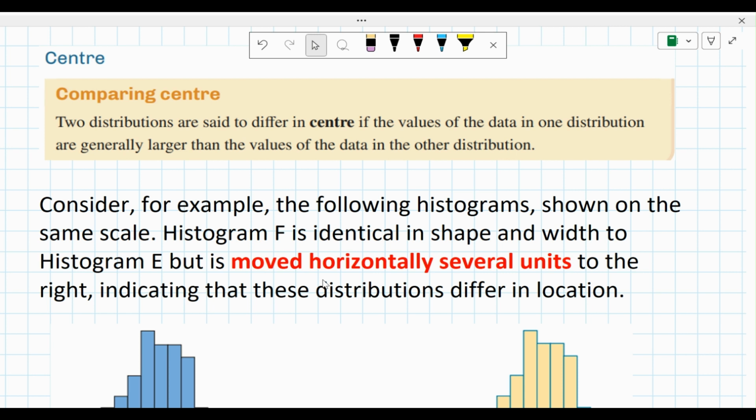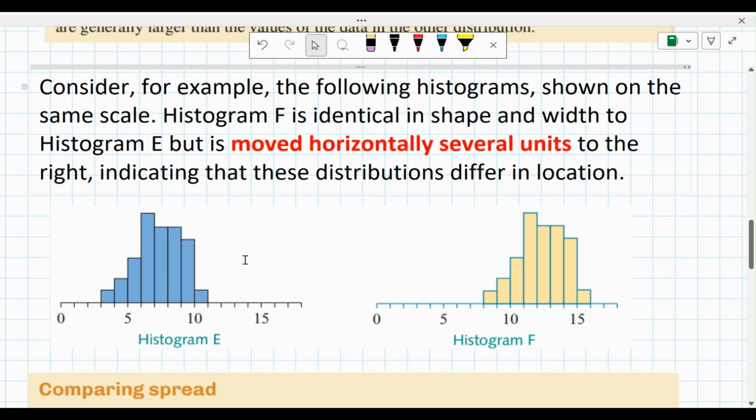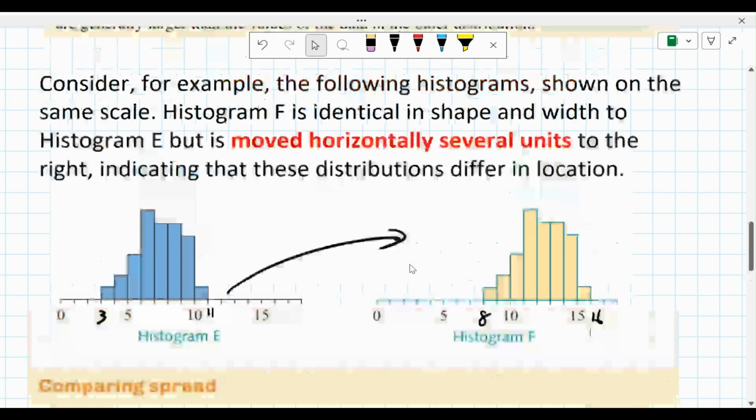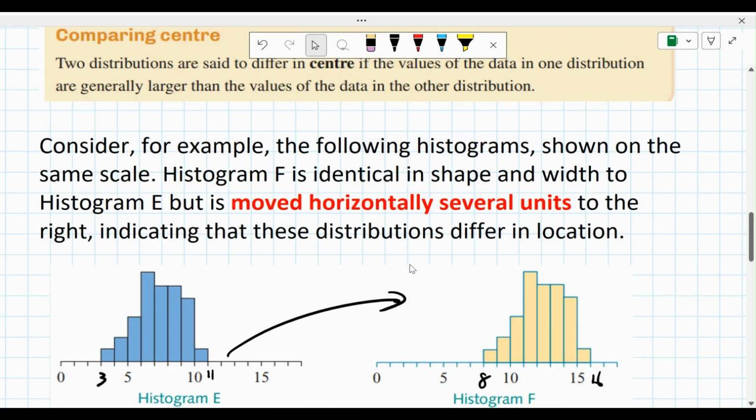So what does that mean? For example, if I have histograms with the same scales, E and F, the identical ones, we can say the shape of histogram E is moved horizontally from 3 to 11 to 8 to 16. So we can say the whole graph has moved to the right-hand side, indicating the distributions differ in location. That means comparing the center.